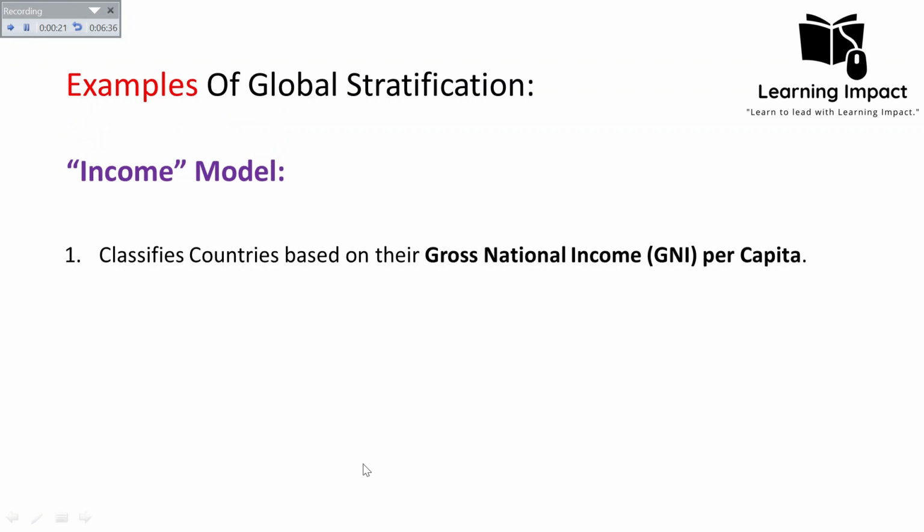Okay, then the other example is the income model. The model which we just discussed, the three worlds model, was then modified into the income model, and in this case an objective criteria was defined to divide the whole world. And what was that objective criteria? They classified countries based on gross national income per capita, GNI per capita. This gross national income can be defined as the dollar value of the country's final income in a year, which is divided by its population.